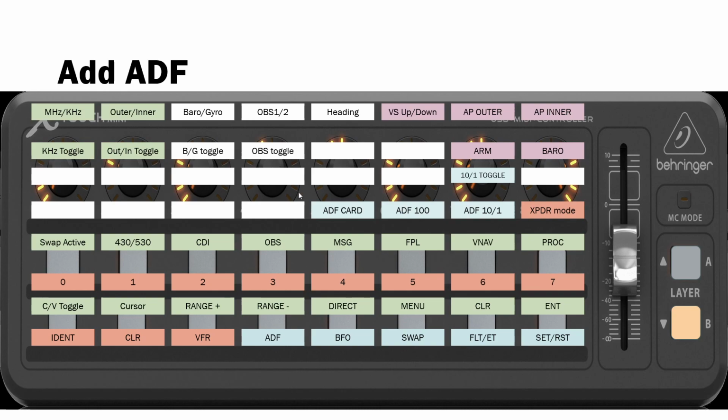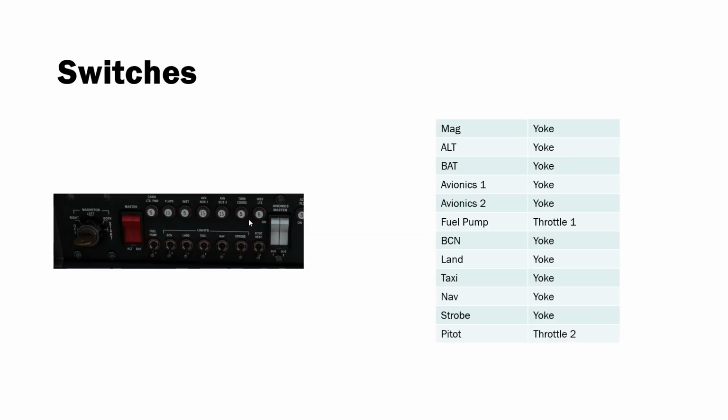So we're pretty much filled up. Everything's available to us. The switches themselves are all on the yoke. Those ones are on the yoke. The fuel pump I put on the throttle quadrant. There are seven switches on the Honeycomb yoke.